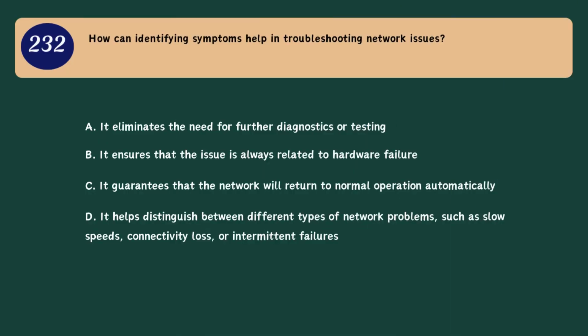Question 232. How can identifying symptoms help in troubleshooting network issues? A. It eliminates the need for further diagnostics or testing. B. It ensures that the issue is always related to hardware failure. C. It guarantees that the network will return to normal operation automatically. D. It helps distinguish between different types of network problems, such as slow speeds, connectivity loss, or intermittent failures.